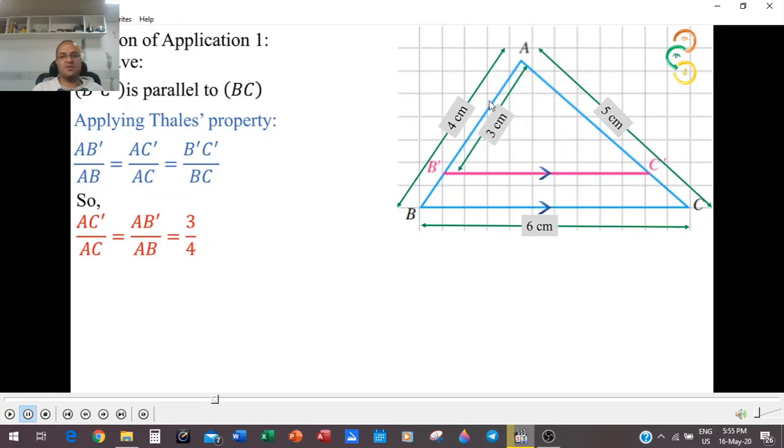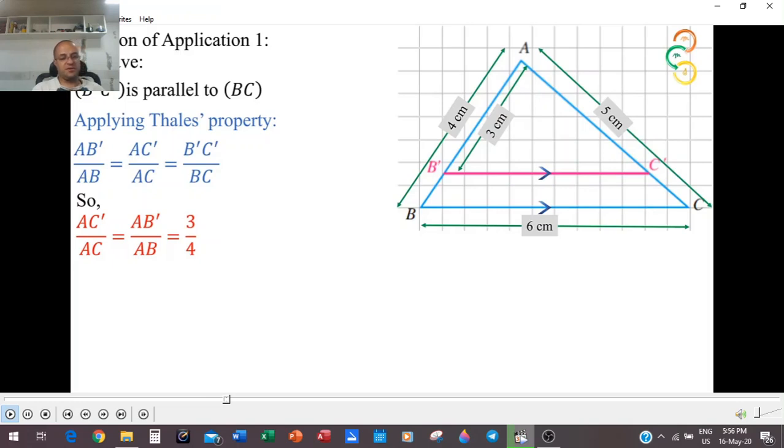We have these sides, AB prime, which is 3, and AB, which is 4. If we substitute AB prime with 3 and AB with 4, we get the ratio AB prime over AB equal 3 over 4. But also we have that AB prime over AB equal AC prime over AC equal B prime C prime over BC. Then equals of equal are equal: AC prime over AC equal AB prime over AB equal 3 over 4. So the ratio AC prime over AC is equal to 3 over 4.